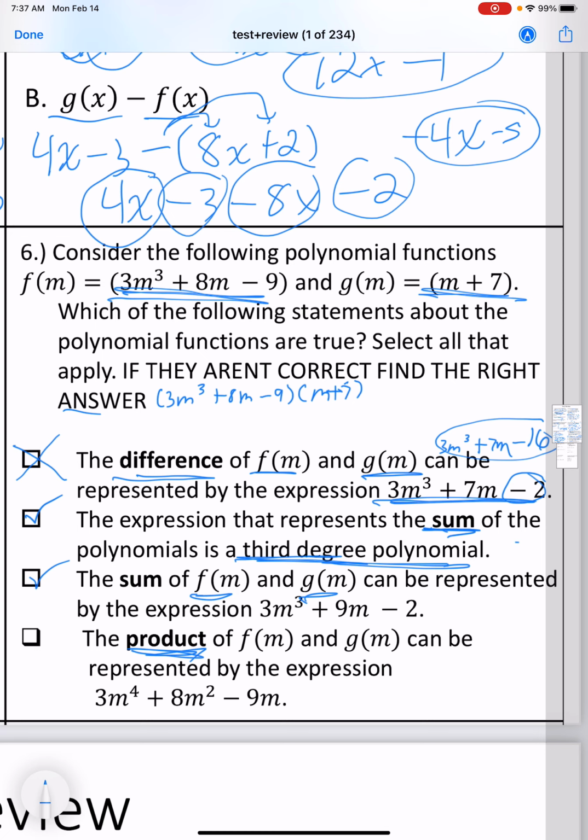And then to multiply something like this, it's kind of like the long FOIL method. We take this m and we multiply it by everything in the parentheses. So 3m to the fourth power plus 8m squared minus 9m. And then we do the exact same thing with the 7, which would leave us with plus 21m to the third power, plus 56m, and minus 63.